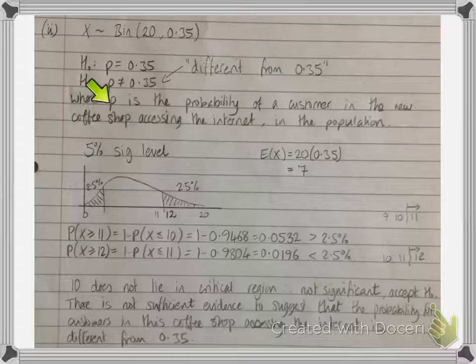And we need to state what p is, the probability of a customer accessing the internet in the coffee shop in the population. Now, this is a two-tail test, and it's at the 5% significance level. So we split the 5% to put 2.5% at the small end and 2.5% at the big end. Now, the expected value in this case is 20 multiplied by 0.35, so that's 7. So we'd expect 7. The result that we actually get is 10.